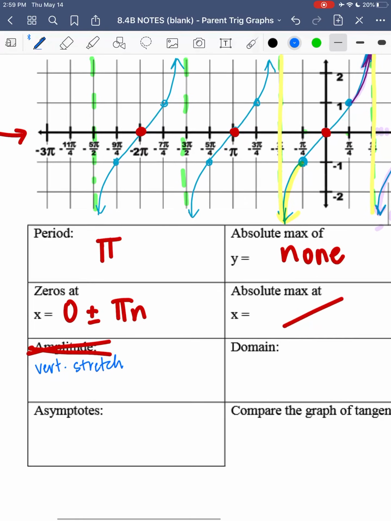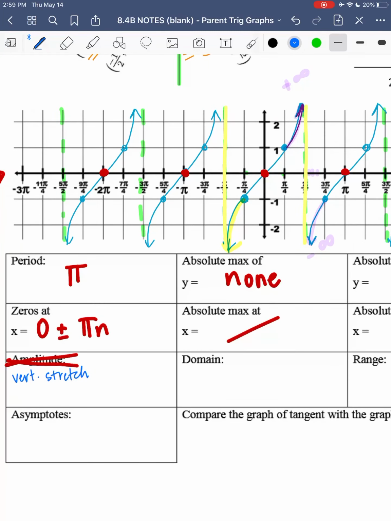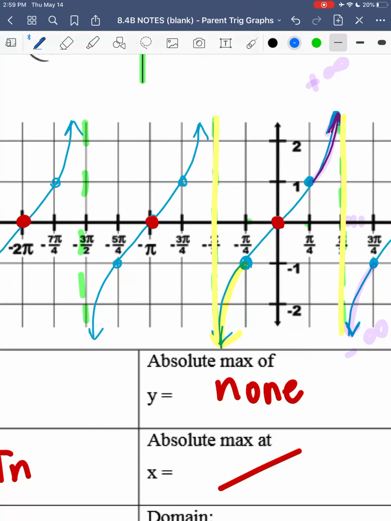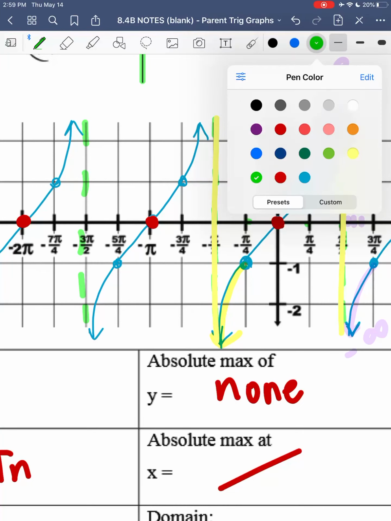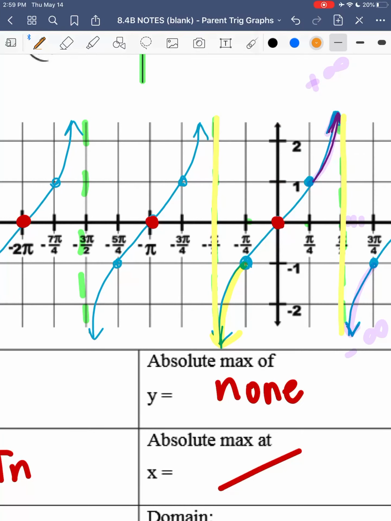Instead, we could talk about a vertical stretch. When we talk about the vertical stretch, we're looking at these three anchor points in the middle, and we're talking about how far down and up these two anchor points are. So these are like stretch 1, right? This anchor point is up 1, this anchor point is down 1.